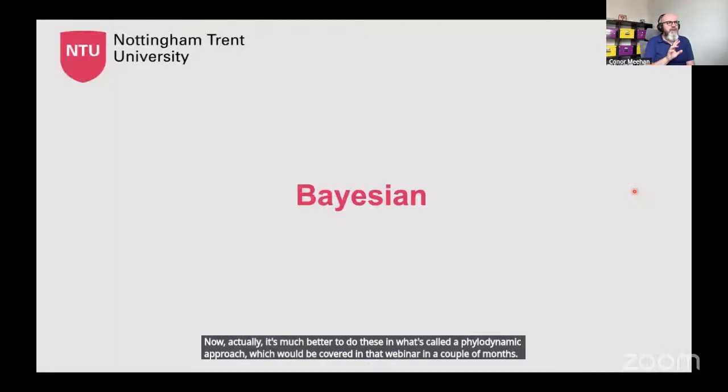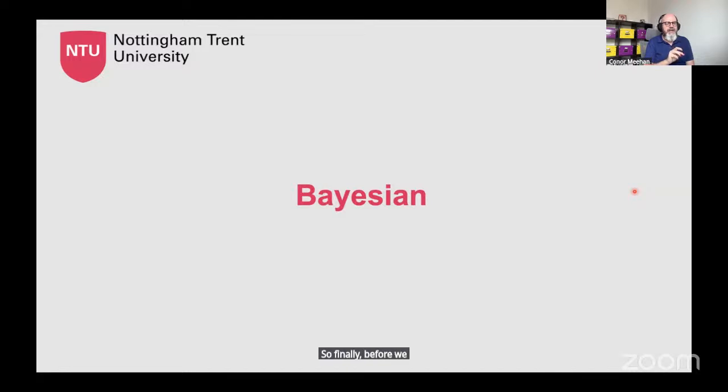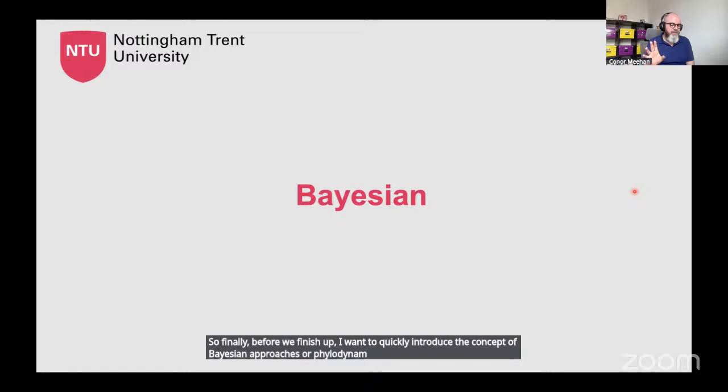So finally, before we finish up, I want to quickly introduce the concept of Bayesian approaches or phylodynamics, which I said is going to be covered more intensely elsewhere, but it is really for public health, the way that we're going, if you can do it. But Bayesian is a little bit of an art form. It's not so straightforward.